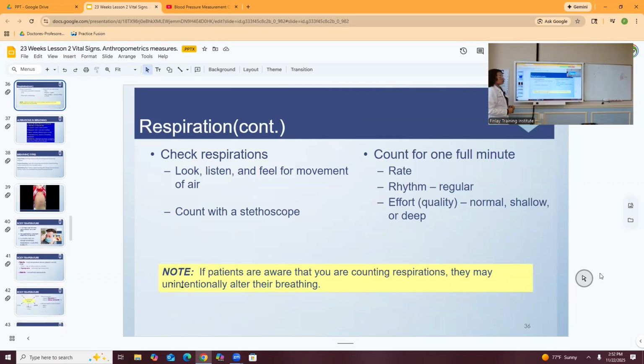Also in the respirations, we have to look at the rhythm, okay? It's not just counting. We have to look at how deep they do it, if they have any trouble, if they look really in distress to do it, or if it's so easy and normal that they seem like they're not doing anything, okay?